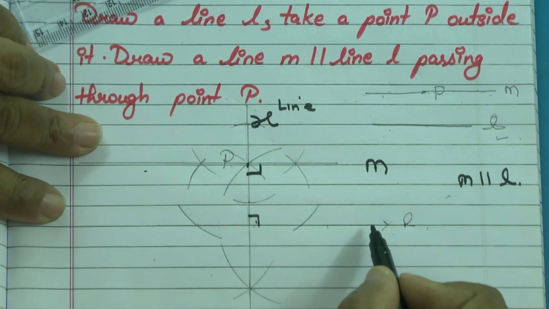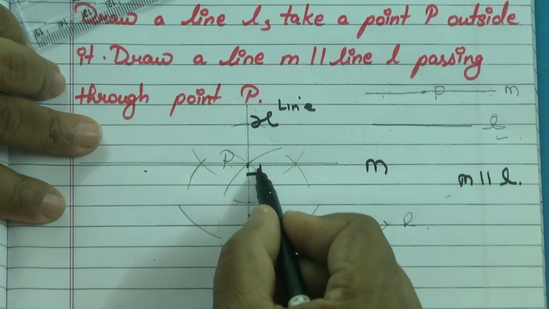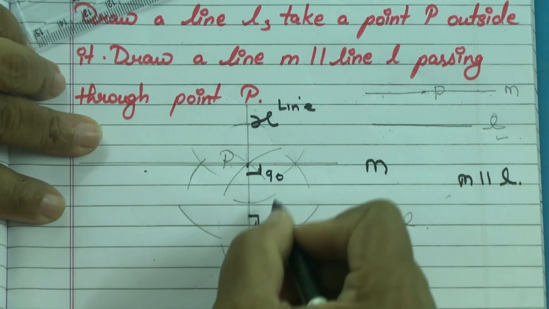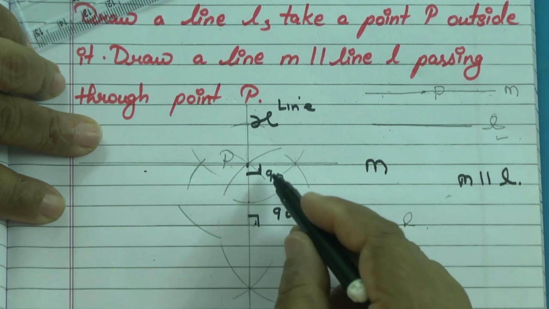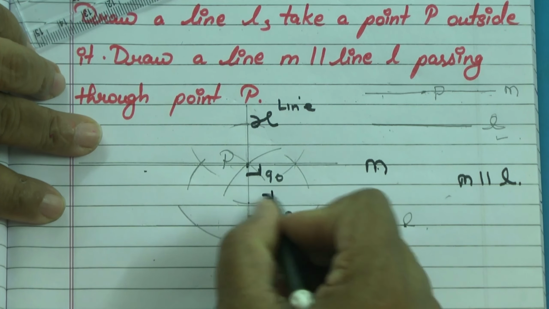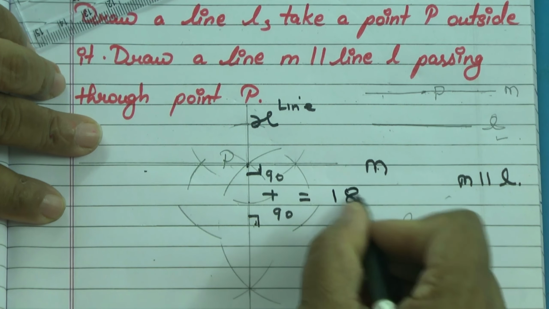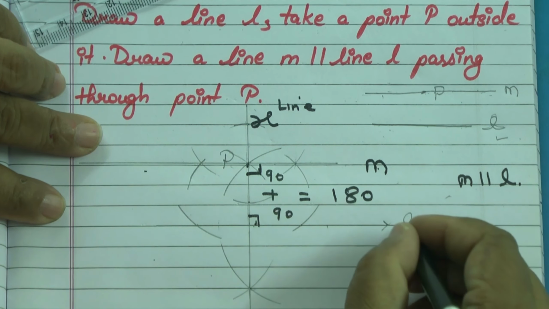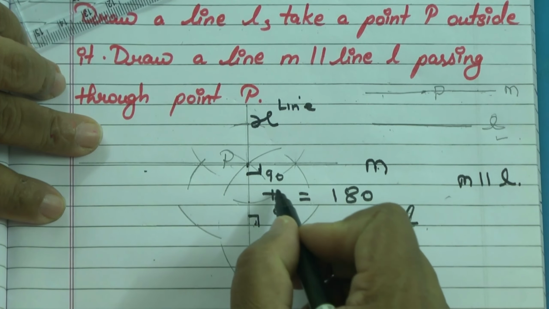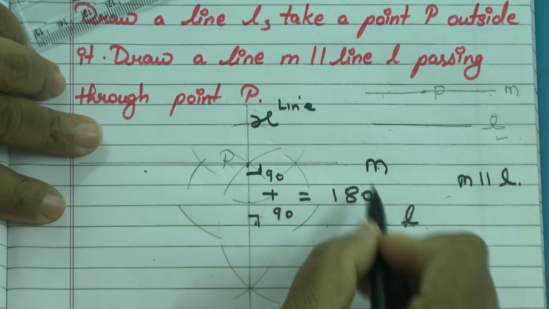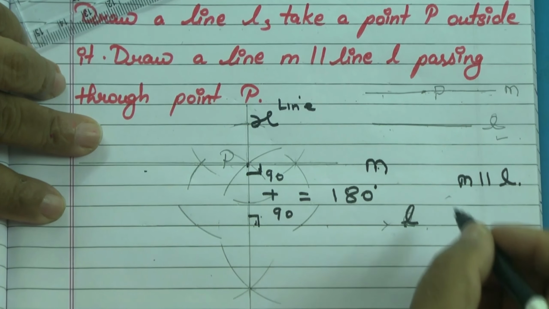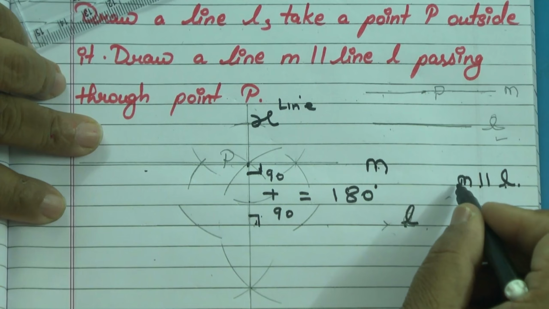Now why are they parallel? Since this angle and this angle are 90, this is 90 degree and this is also 90 degree. These 2 angles are in between line L and line M. If I add these 2 angles, I'll get 180. You know the property of the line. In 9th standard you have learned, the sum of the interior angles between the 2 parallel lines is equal to 180 degree. And therefore, line L is parallel to line M.